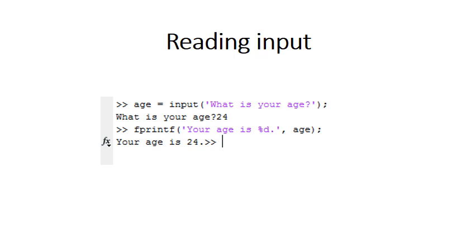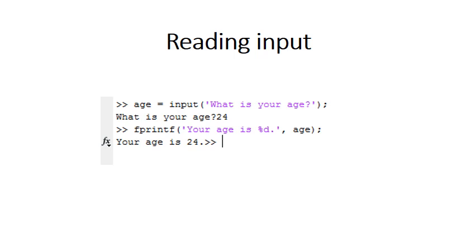The input takes the string "what is your age". So on the screen appears the words "What is your age?" Then the user enters 24, and then that 24 is assigned to the variable age. If you look at the fprintf at the bottom, "your age is %d", age, the placeholder is replaced by the variable age as value. So the final output after the user has entered the 24 is "Your age is 24".